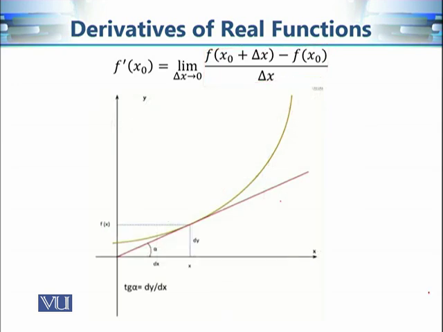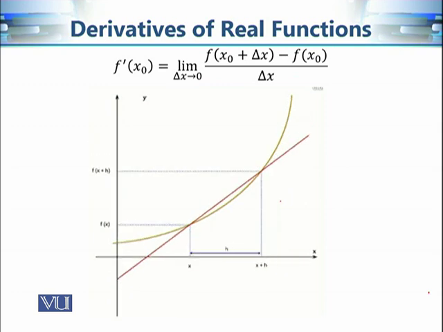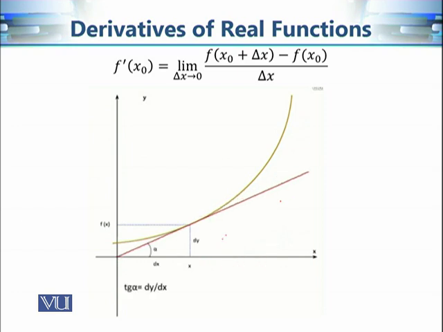So here is the same situation in a more dynamic way. We have the secant line, and when we approach this point, in other words, when this h, the distance, approaches 0, then we get this tangent line. So this derivative really represents the slope of the tangent line in the real case.